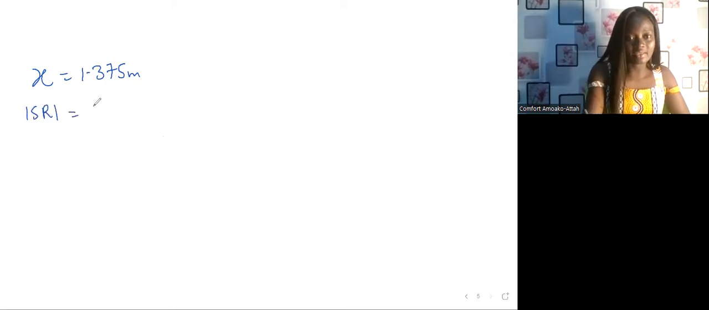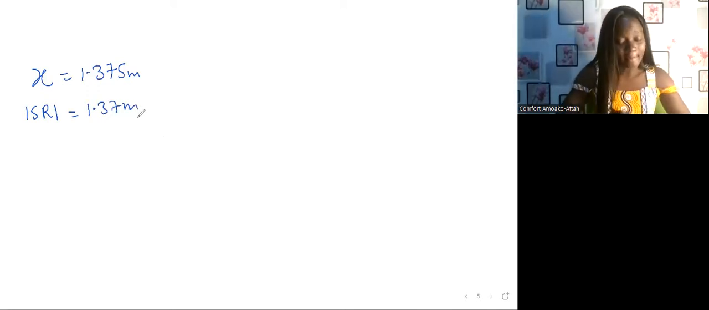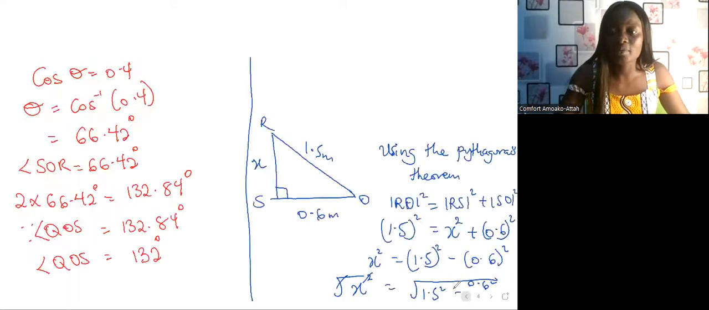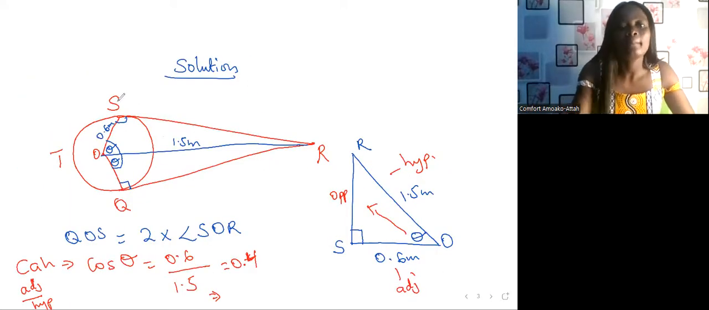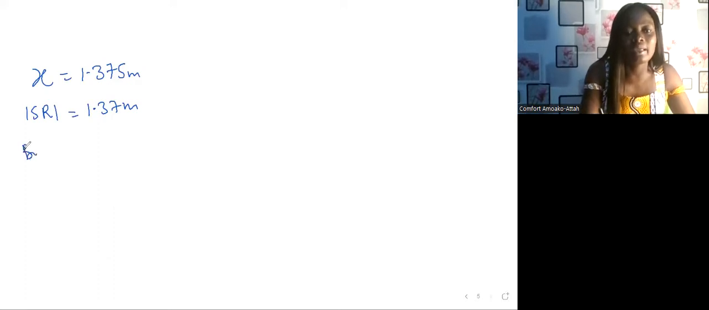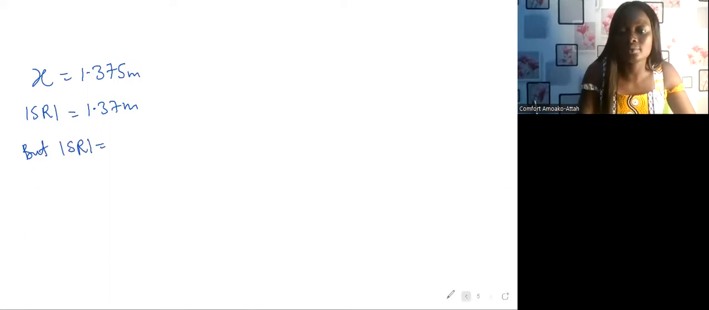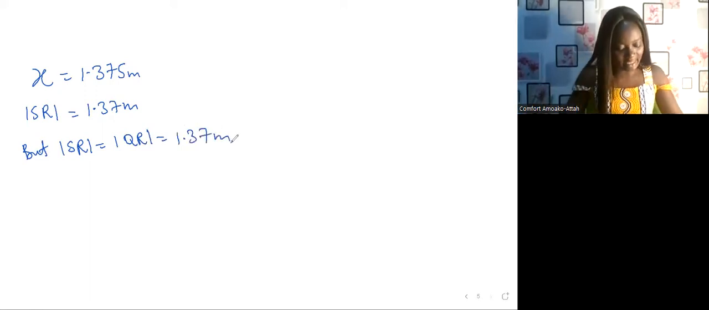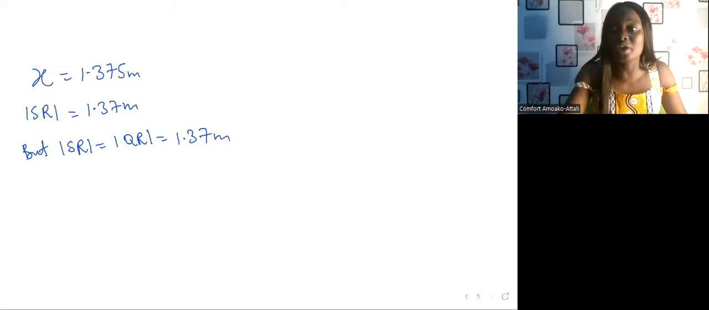Line SR is 1.375 meters. Okay. But let's go back to our diagram. Line SR is equal to line QR. So you can say, but line SR is equal to line what? Line QR. That is giving us 1.37 meters.